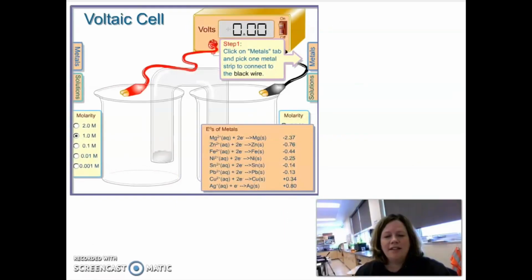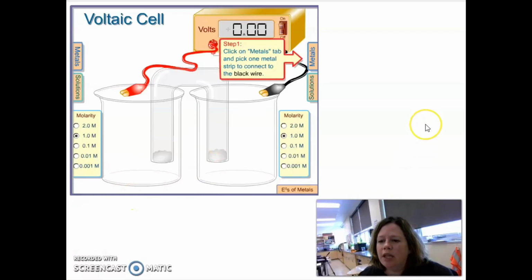Hi, grade 9s. I just thought I'd make a little screencast video using this online web tool, and I'll provide you the link as well so you can play around with it a little bit at home. But because we can't do labs in the classroom, this is kind of the next best thing for us to do. So on here, you'll see that we have the starting of an electrochemical cell or a voltaic cell.